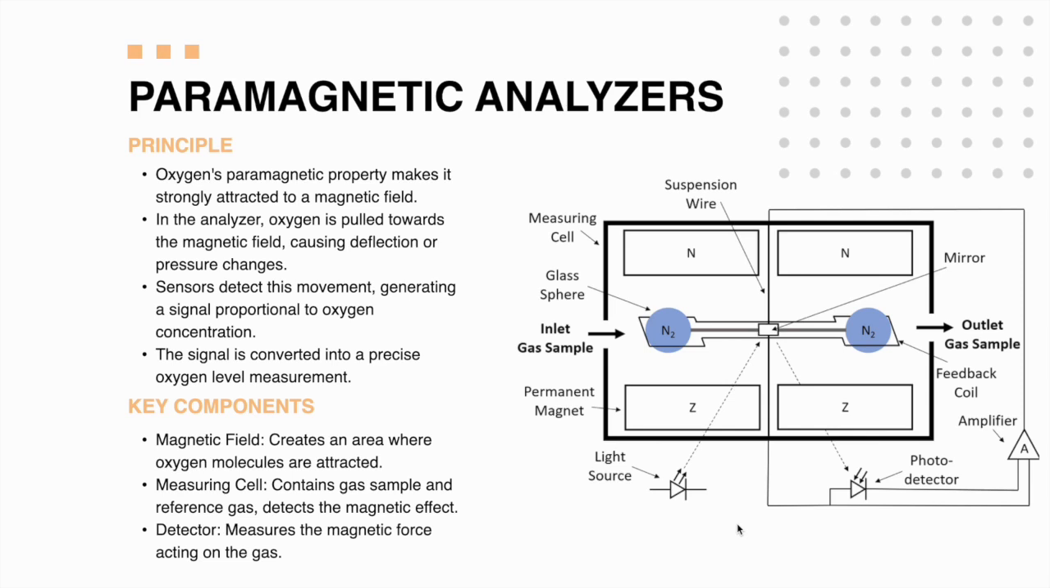The key components of this type of analyzer are, number one, the magnetic field, which creates an area where oxygen molecules are attracted. The second one being the measuring cell, which contains the gas sample and reference gas, which detects the magnetic effect. The third one being the detector, which measures the magnetic force acting on the gas.